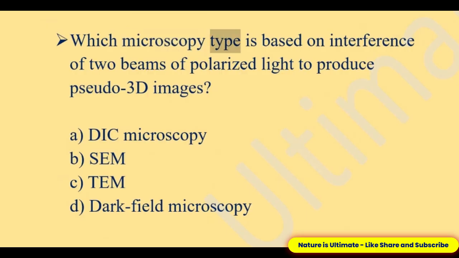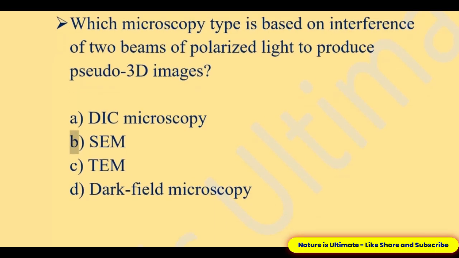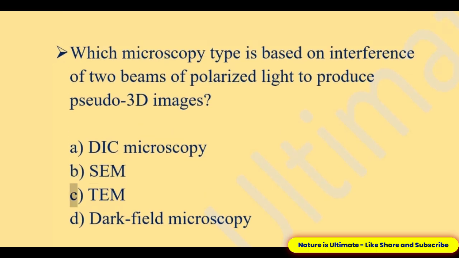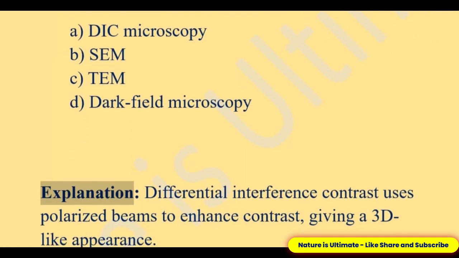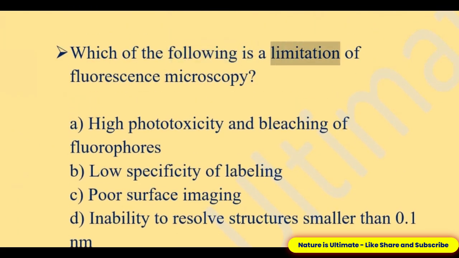Which microscopy type is based on interference of two beams of polarized light to produce pseudo-3D images? A. Light microscopy. B. SEM. C. TEM. D. Dark field microscopy. Explanation: Differential interference contrast uses polarized beams to enhance contrast, giving a 3D-like appearance. Answer: A. Light microscopy.